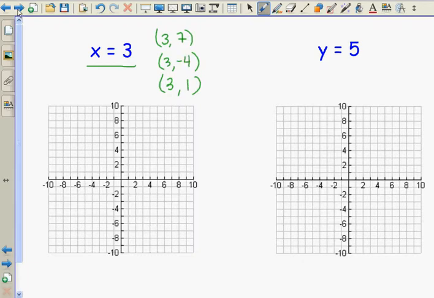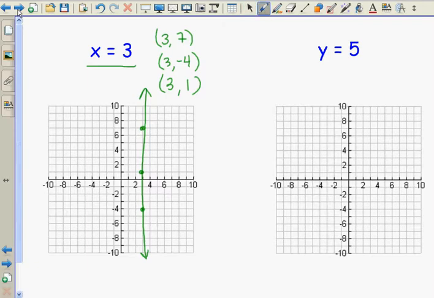I'm going to plot those, see what it looks like. It should either be horizontal or vertical. So over, I can go 3, 7, 3, -4, and 3, 1. So if you had forgotten that just an x means a vertical line, now you can see from your points. And you didn't actually have to memorize anything. Yay. That was a horrible not straight line. Please don't do that.